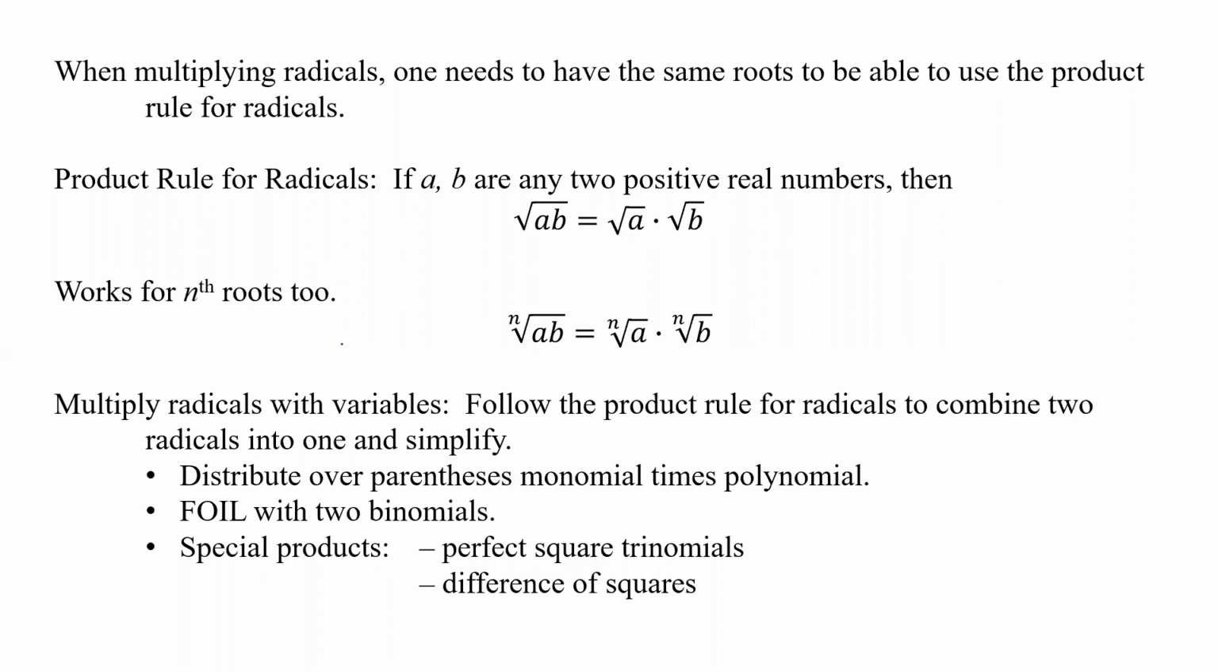We're going to multiply radicals with variables, and basically we're going to follow the product rule for radicals. We combine the two radicals into one, and then we simplify. We distribute over any parentheses when we multiply a monomial times a polynomial, or we FOIL when we have two binomials, or we use special products like perfect square trinomials and difference of squares, all those things we had to remember back when we did factoring. It's the same thing now, except we're going to use square roots to simplify our radicals.